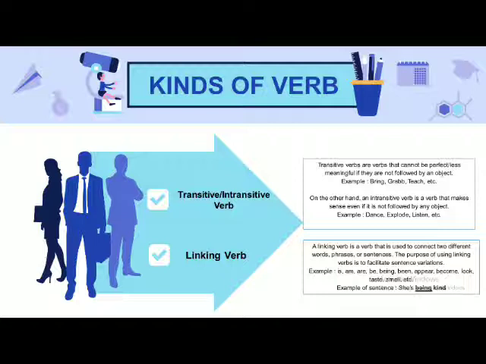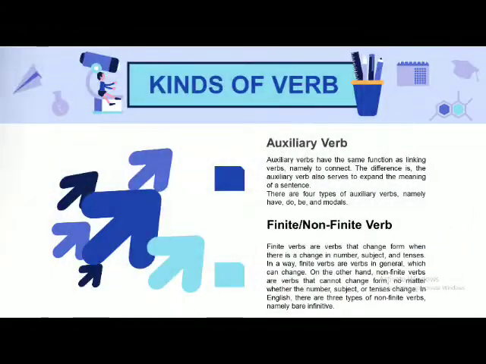The fourth is linking verb. A linking verb is a verb that is used to connect two different words, phrase, or sentence. The purpose of using linking verb is to facilitate sentence variation. Example: is, am, are, be, being, been, appear, become, look, taste, smell, and others. Example of sentence: she's being kind.